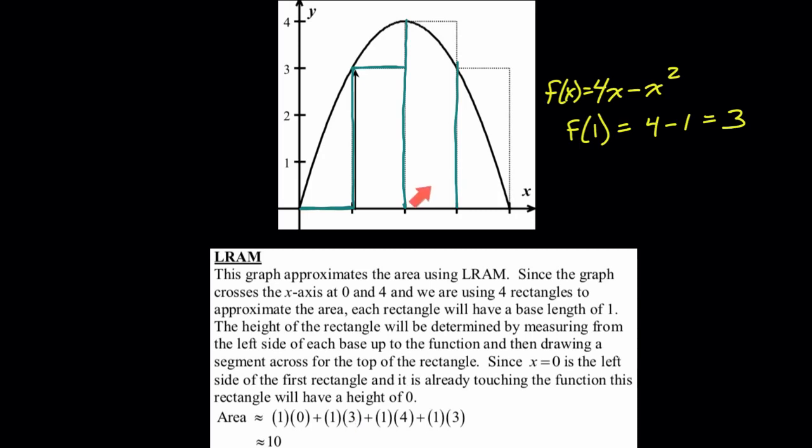So the next rectangle, if you follow the left side of that rectangle up until you hit the function, that's where you would draw the top of your rectangle and then complete the rectangle coming down. And we do the same thing for the last rectangle. And then when you calculate all of these values here, it comes up to an area of 10.